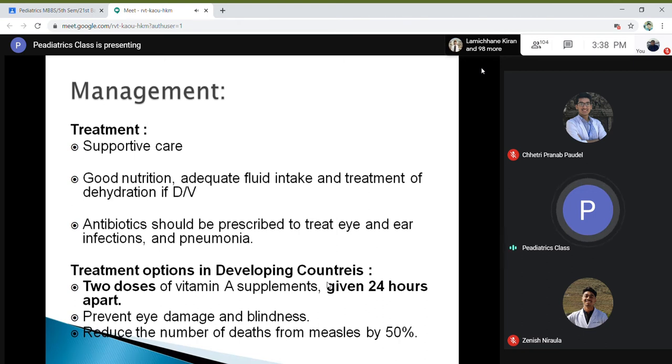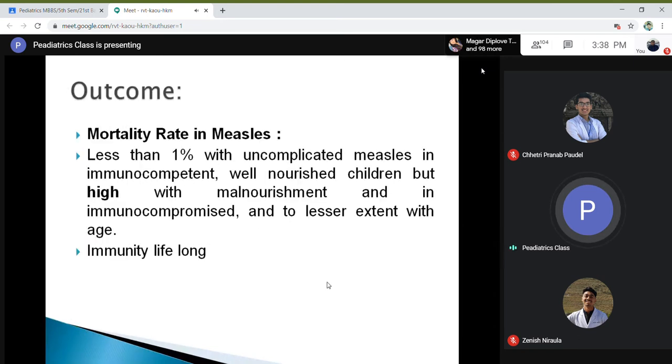So there's the role of vitamin A. If you look at the outcome, less than 1% mortality with uncomplicated measles in an immunocompetent, well-nourished patient. But it is higher, of course, in the malnourished, as I mentioned earlier, and in the immunocompromised, and to a lesser extent with age, okay? So what would the immunity look like?